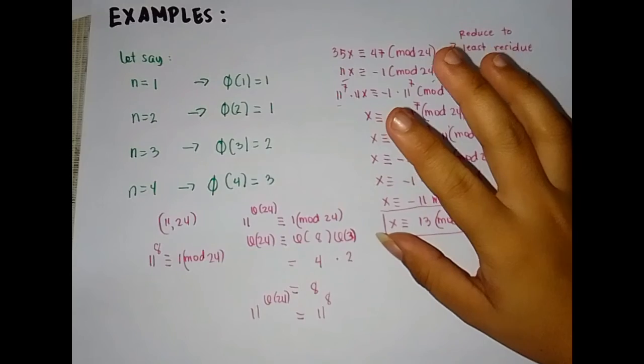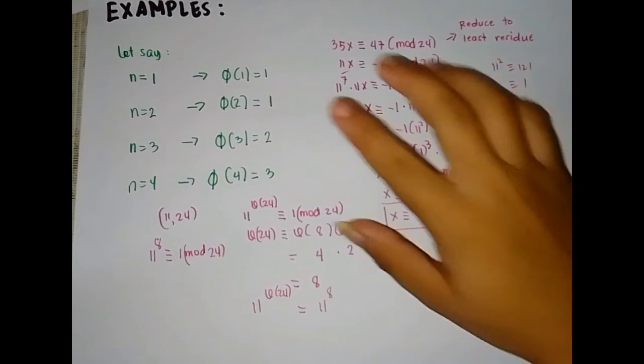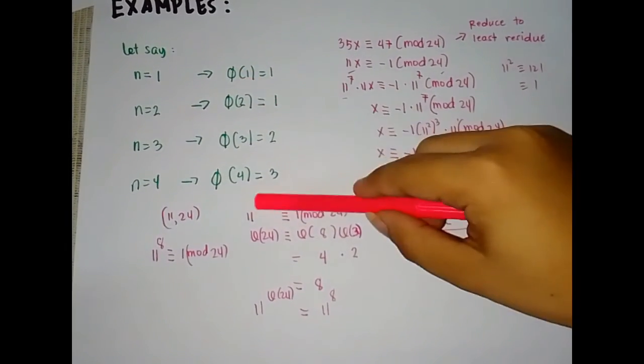And that's the way on how to use Euler's theorem, following the phi function.